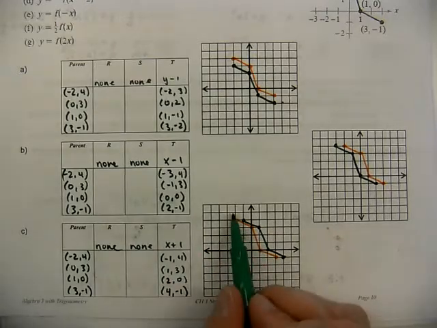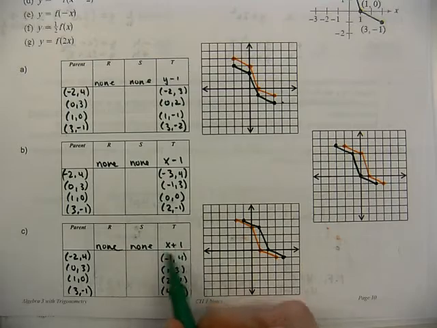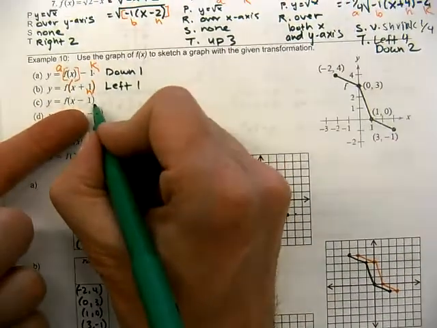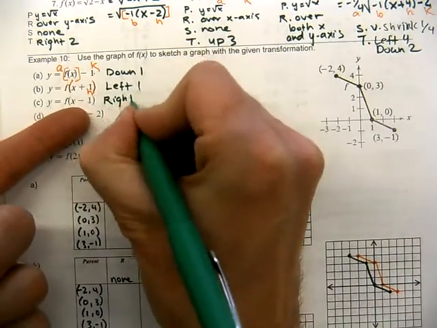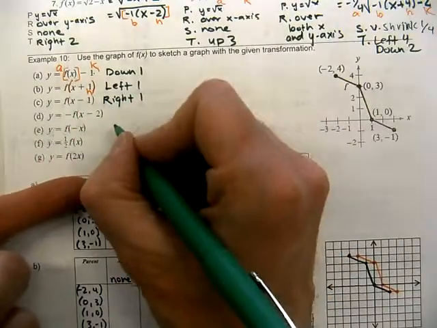Here in part C, you can see we're shifting it to the right 1 space. Each of our x coordinates are increasing by 1, and that's what we see here in the function notation. So f of x minus 1, we're moving it to the right 1 space. So let's look at these others here, then we'll go to the graph as their graphs are on the next page.